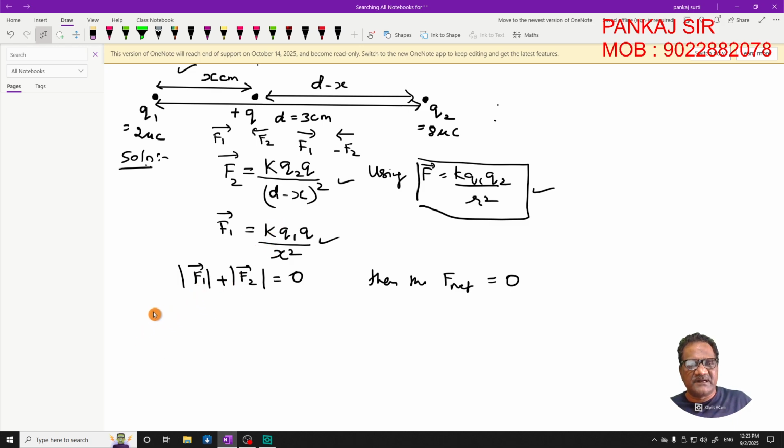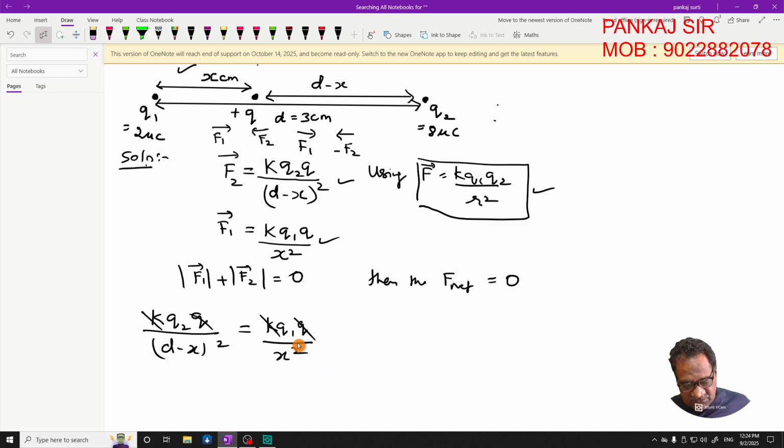So let us take F1 equal to F2, that is K Q1 Q over x square equal to K Q2 Q over D minus x whole square. Very nicely, I can cancel K and Q from both sides. I'm left with Q1 over x square equal to Q2 over D minus x whole square. Is that correct? So that is what I get.